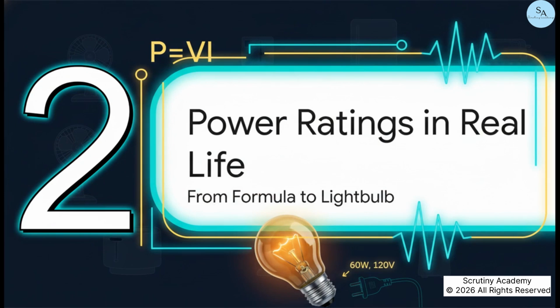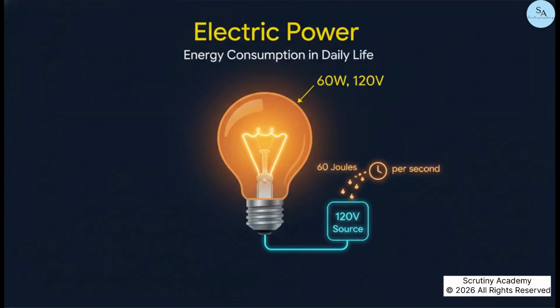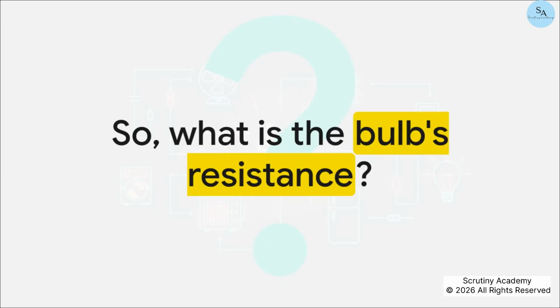Okay, enough with the abstract formulas. Let's make this real. Let's see how this math actually works with something you see literally every day, a plain old light bulb. So you look at a bulb and it says 60W, 120V. What is that actually telling you? Think of it as the bulb's promise. It's saying, hey, if you connect me to a 120-volt source, I promise I will use 60 joules of energy every single second to make light and heat for you. It's a performance guarantee, but only if you hold up your end of the deal and give it the right voltage.